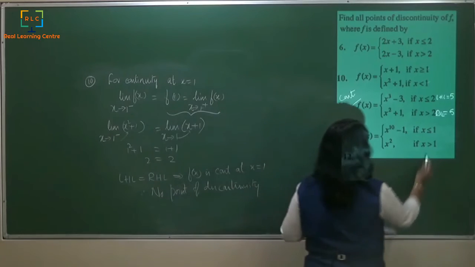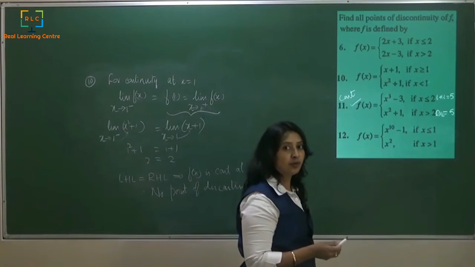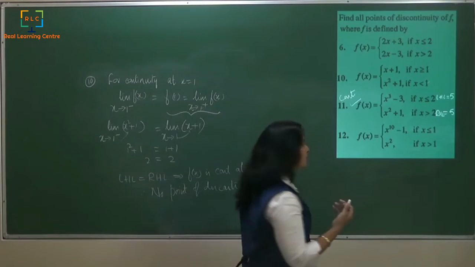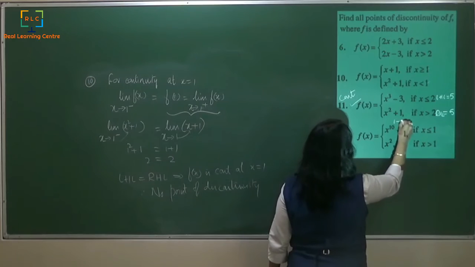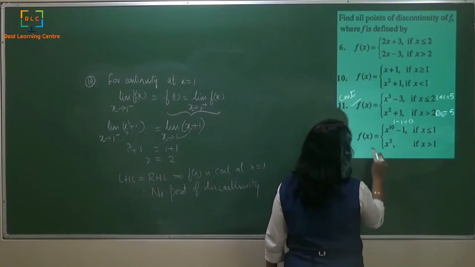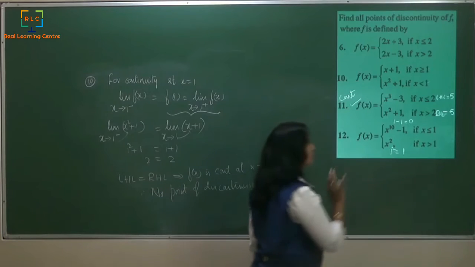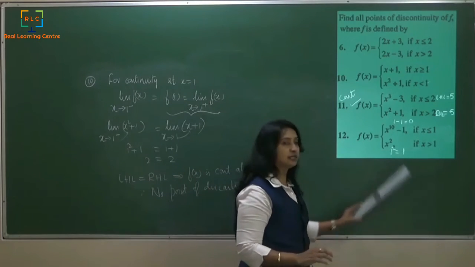Next question, this is x less than or equal to 1, greater than 1. So we are discussing at x is equal to 1, in and around 1, without reaching the other number, with epsilon values. When I plug in x is equal to 1 here, I am getting 1 minus 1, 0. When I plug in here, I am getting 1 square, which is equal to 1. The LHL is not equal to RHL, therefore at x equal to 1, this function is discontinuous.